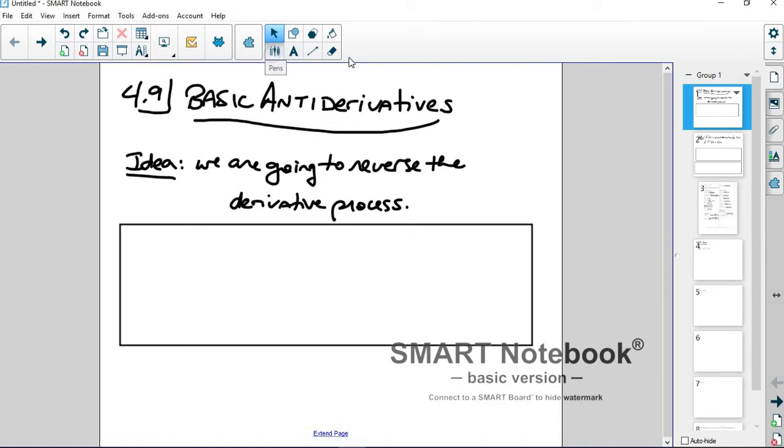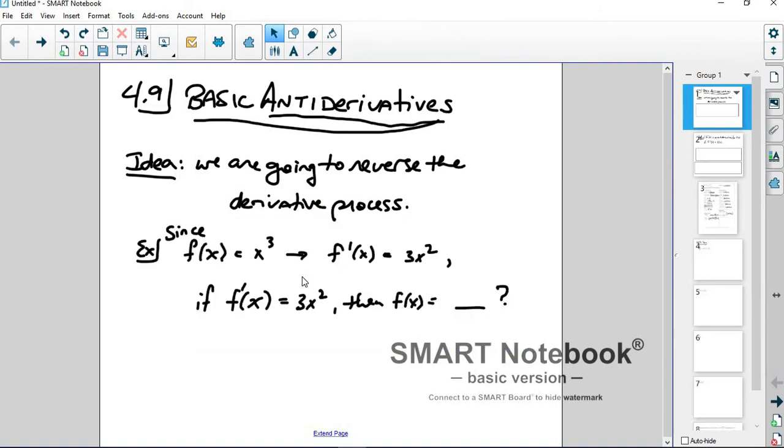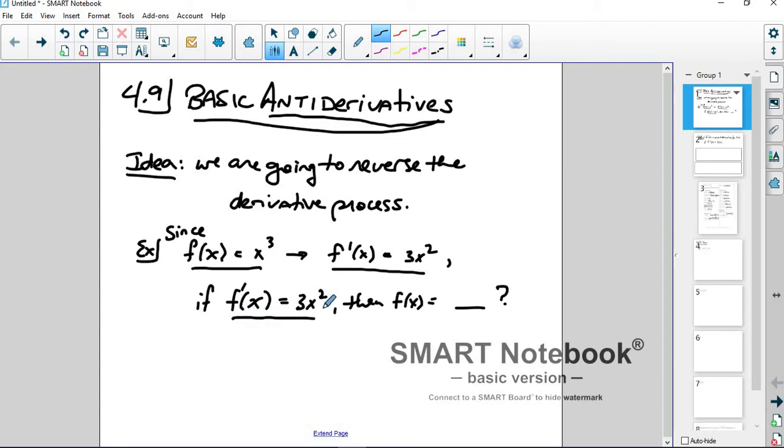And so obviously if it's an antiderivative, it's the opposite of a derivative. We're going to reverse engineer the derivative process. So here's the idea. Since f of x equals x cubed has a derivative of 3x squared, then if f prime was equal to 3x squared, you could say, well, then the function that it came from must be what? Must be x cubed. Well, yes and no. It's not quite that cut and dry, but it's relatively straightforward.